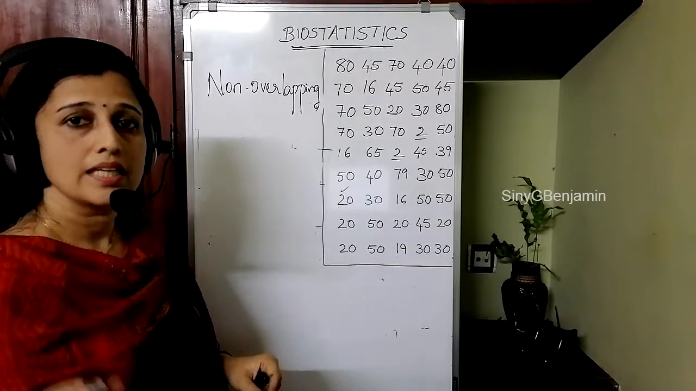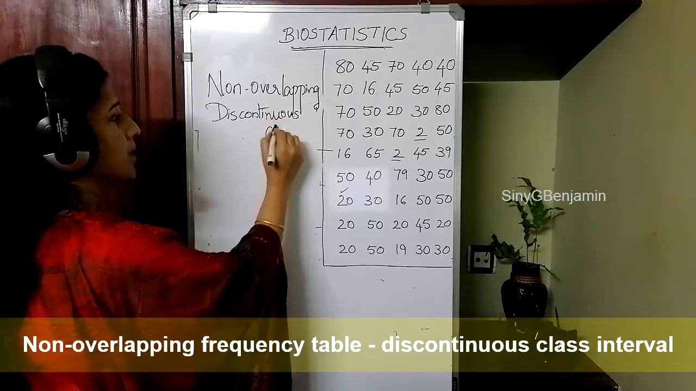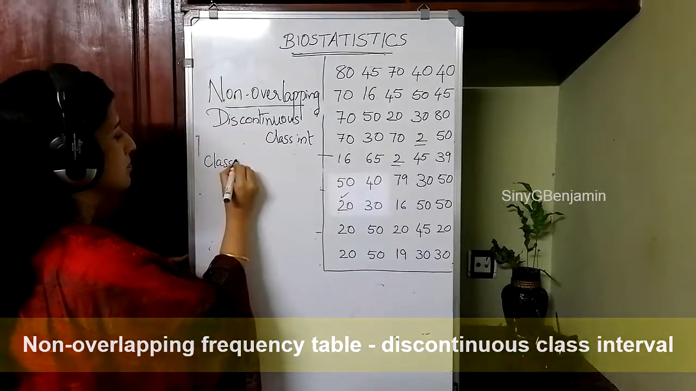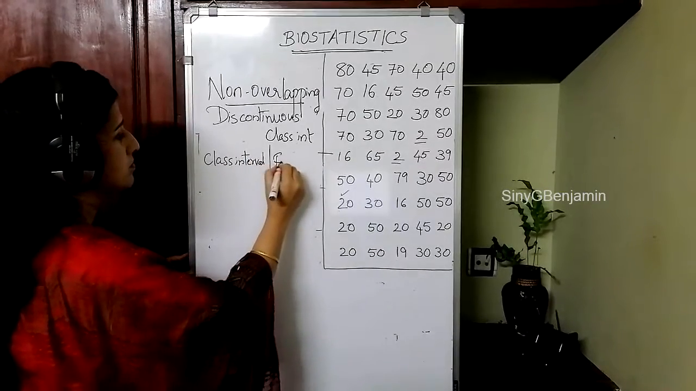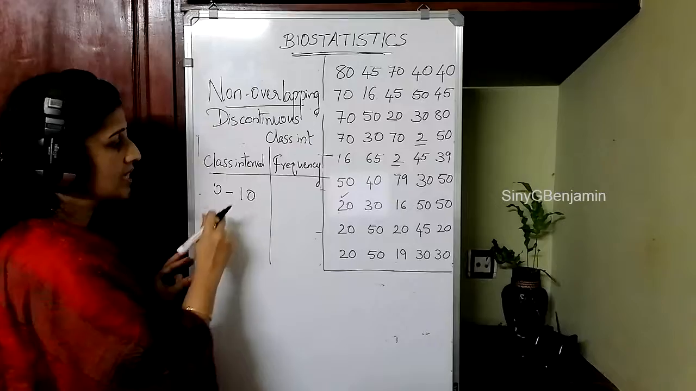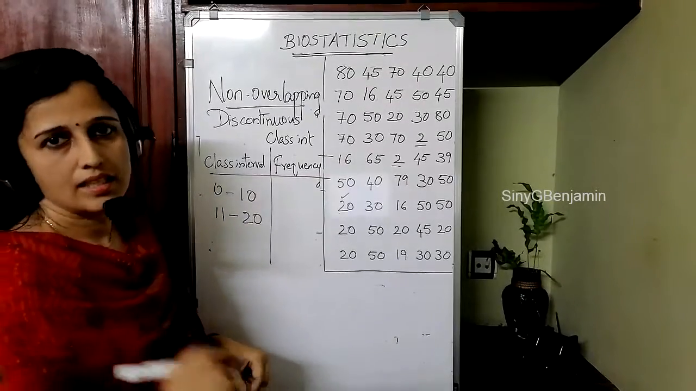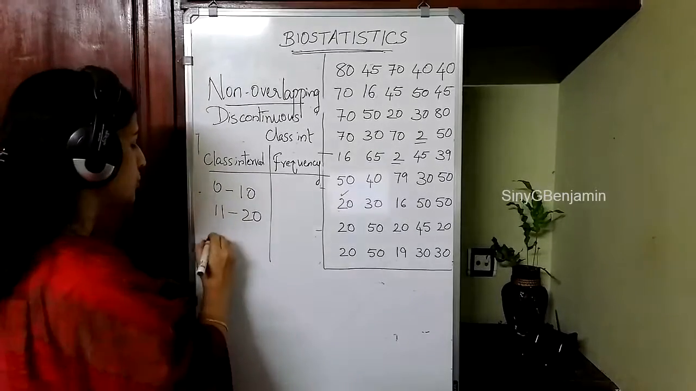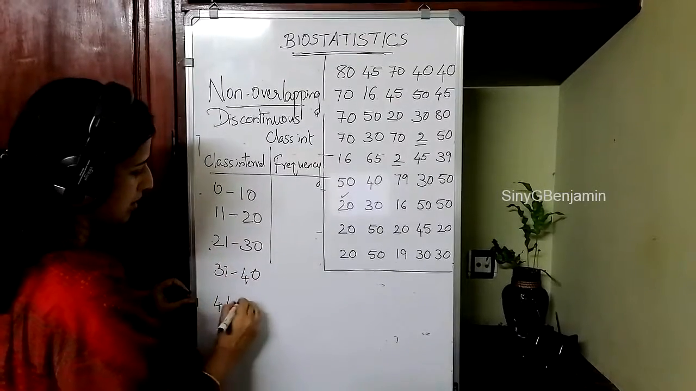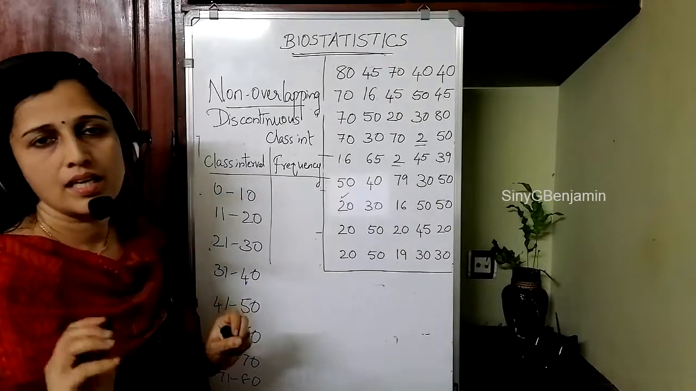Non-overlapping frequency table is constructed with discontinuous class intervals. And here the class intervals are, and then frequency. The class intervals are 0 to 10. I said it is discontinuous. So the next class will be 11 to 20. That is the second class because it is discontinuous. And the next class will be 21 to 30. The next is 31 to 40, 41 to 50, 51 to 60, 61 to 70, 71 to 80. That is the class interval.